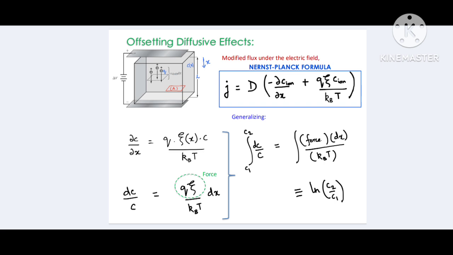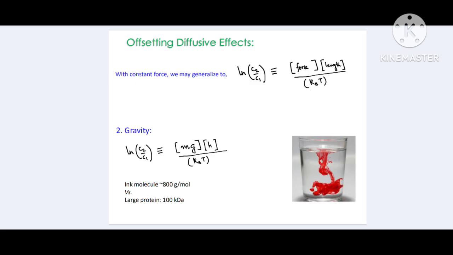Let's move forward. I'll go back to that. We have traveled quite a bit ahead, so that will be going backwards quite a bit, and I'm happy to discuss this. So in general, you realize that we can generalize it this way. If I take the ratio of the concentrations, I can use a force times a length by kT. I'm not going to do rigorous derivations here, but when I'm using gravity, I'm going to use force as mg times h divided by kBT.